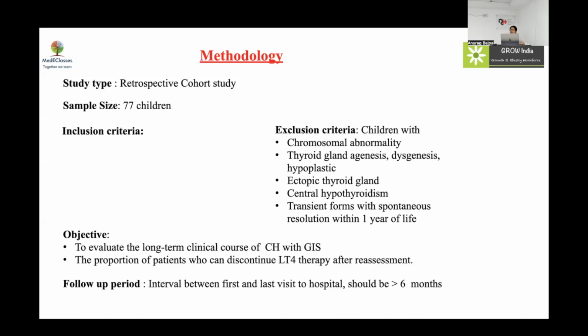Their objective was to evaluate the long-term clinical course of such patients and the proportion of patients in which the therapy of LT4 can be discontinued after reassessment. Their follow-up period was the interval between first and last visit to hospital, and it should be more than 6 months. This was the study design. They included 77 children in this study, male being 43 and female 34, who were diagnosed as congenital hypothyroidism, and gland was confirmed with neck ultrasound or iodine 123 scintigraphy.